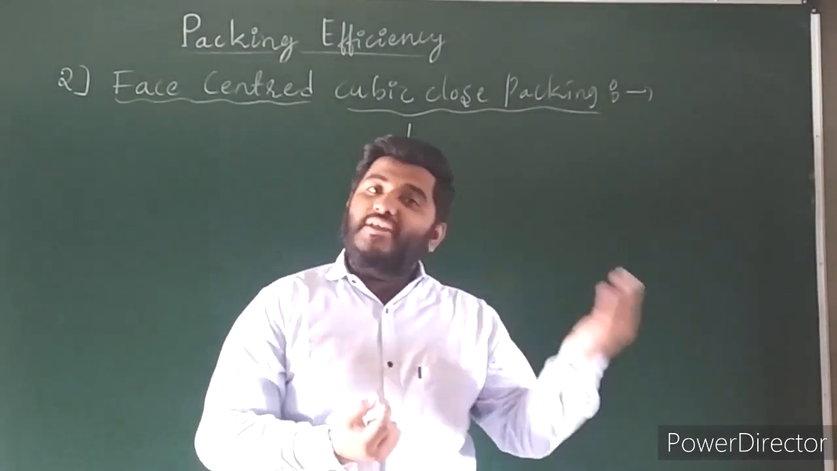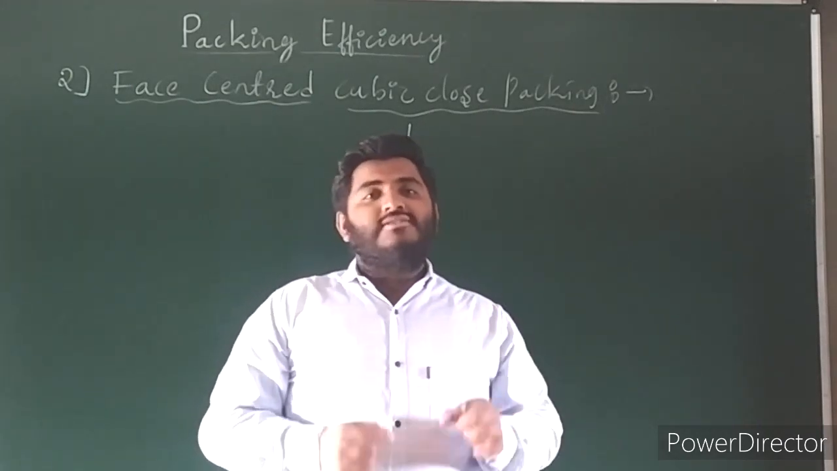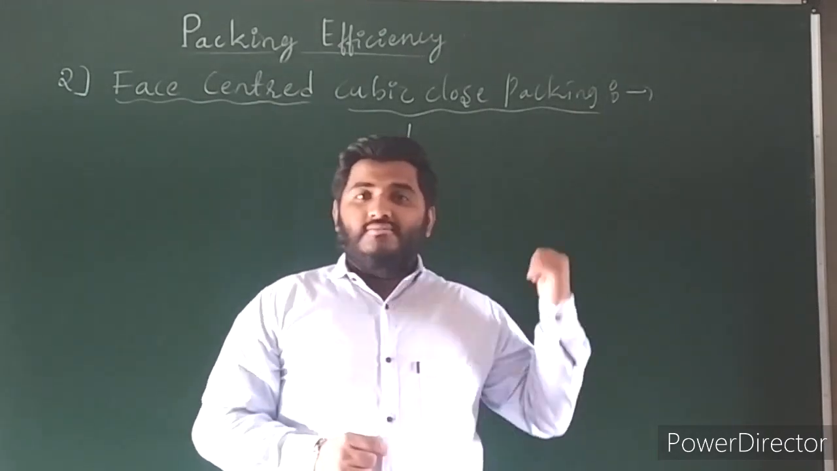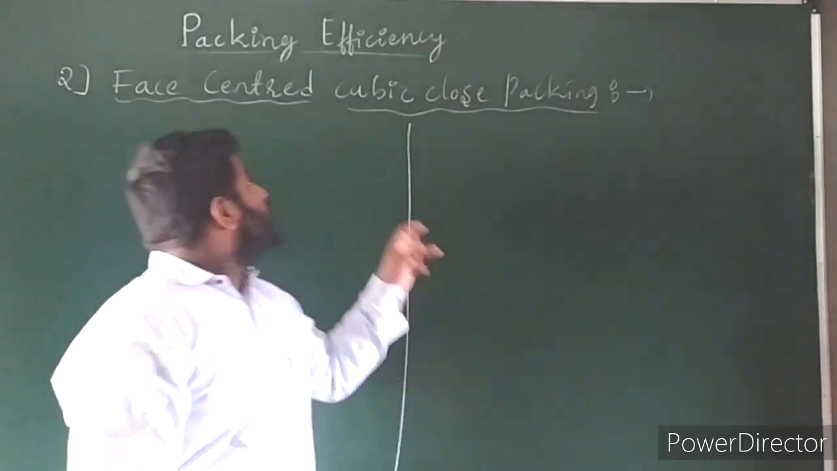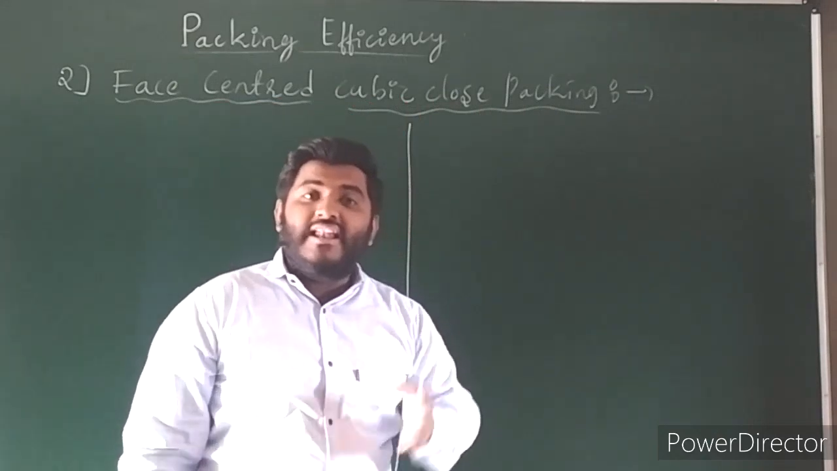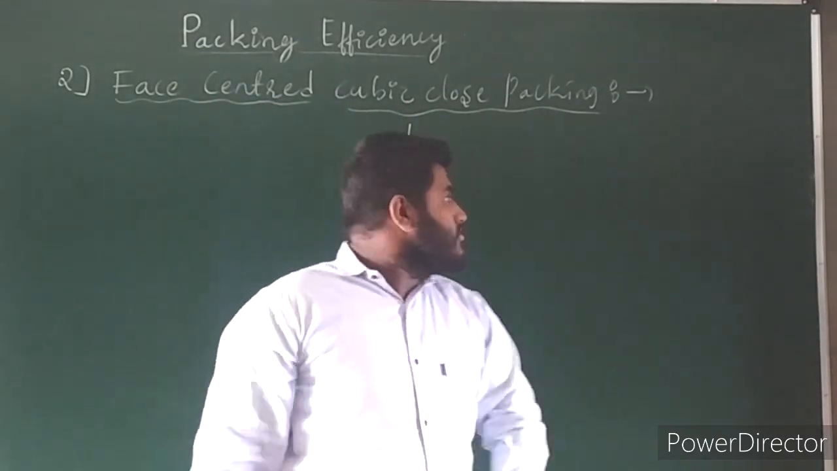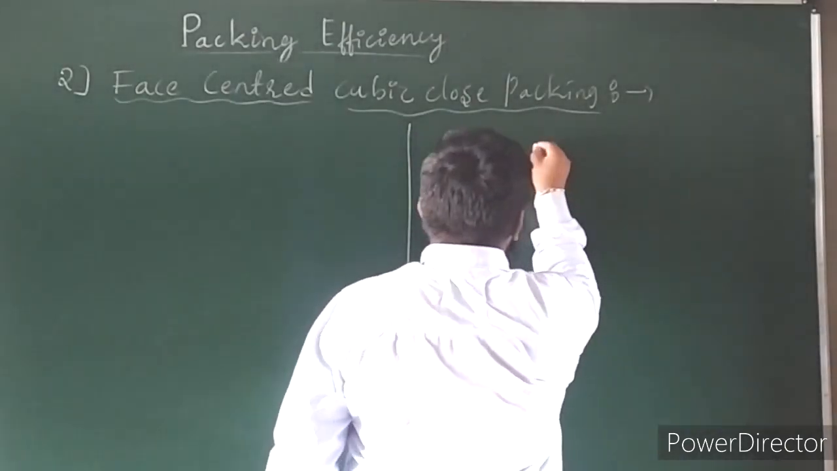We have discussed it in the previous classes. If you have not seen them, you can click the description box, where I have given the link for the previous classes. So for face-centered cubic close packing, what is the number of atoms per unit cell? 4 atoms are present per unit cell. Remember that. So the diagram looks like this. See here.